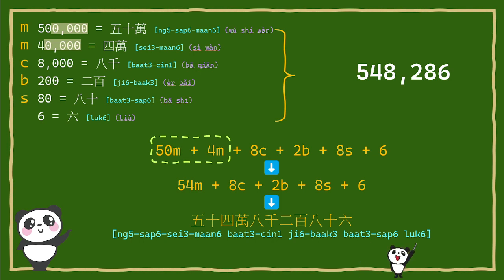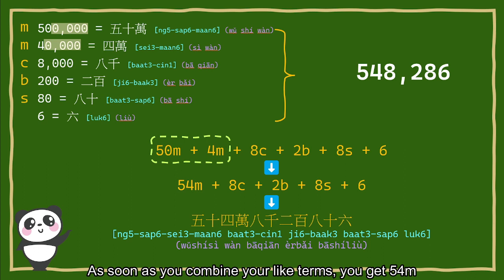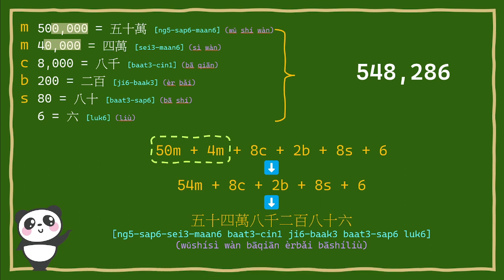8,286. Or 54,886 is the one in Mandarin. So it's literally as simple as that, right? As soon as you combine your like terms, you get 54M, and you just say 54 in Chinese, and then man. That's all you need to do.